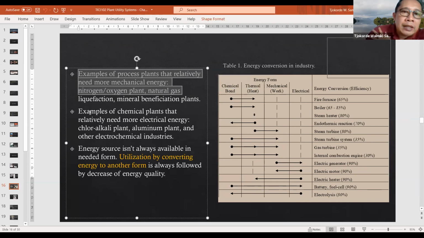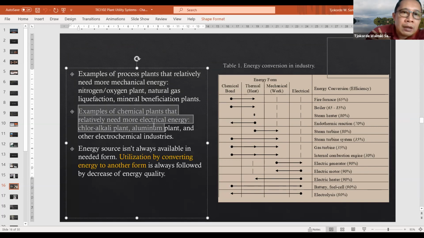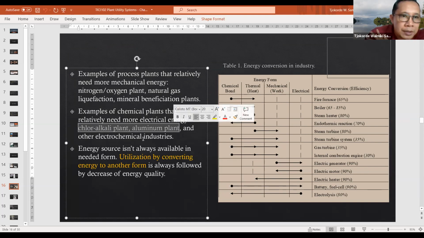Examples of chemical plants that need relatively more electrical energy. This includes electrochemical plants, such as chlor-alkali plant, aluminum smelter, and also other electrochemical industries. So any electrochemical industry, of course, requires more electrical energy compared to other forms of energy, mechanical and thermal, right? Now, energy source is not always available in the needed form.